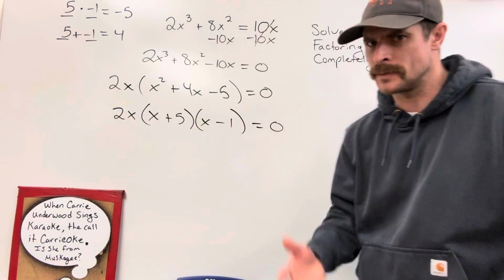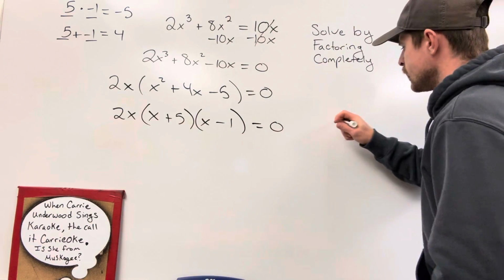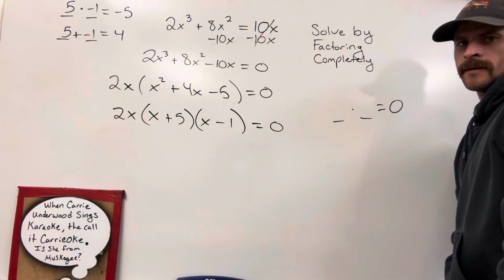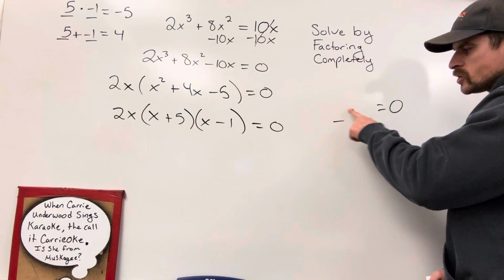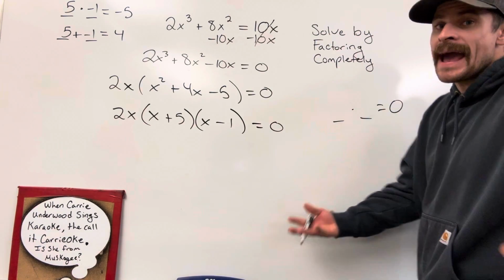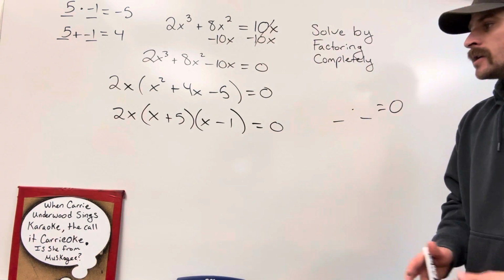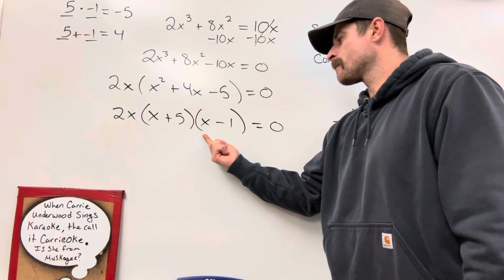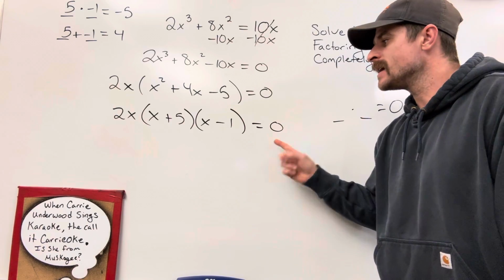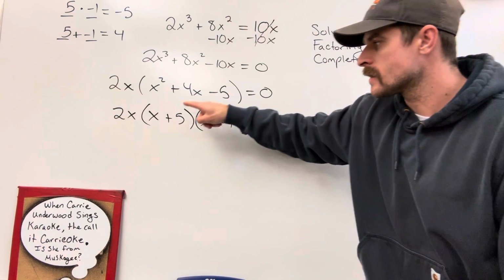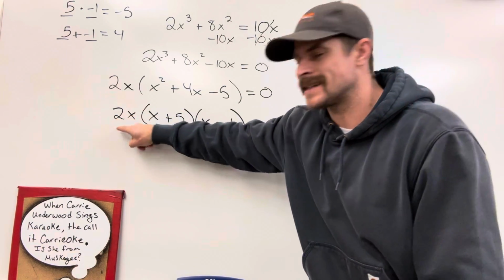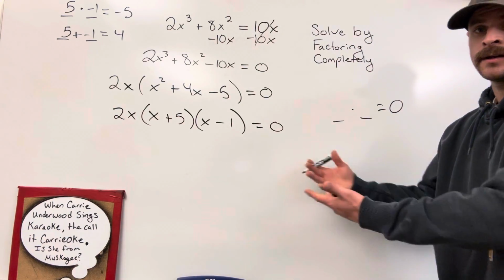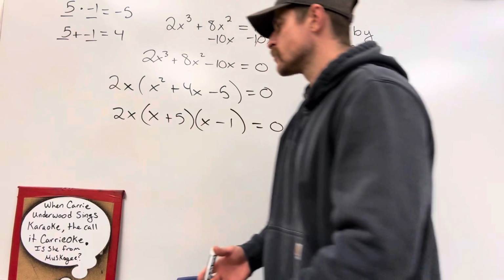The zero product rule makes sense to most people, right? Something times something makes 0. What do we know about one of these 2 values? One of them has to be a 0, okay? So if we're going to multiply 2x times this times this and get 0, either that's a 0, that's a 0, or that's a 0. So there's going to be 3 roots to this equation. There's going to be 3 zeros to this equation.